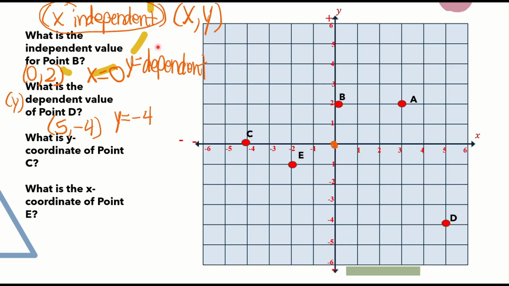Let's find the ordered pair for C. I go over a -4. I don't go up any. So in this case, it hits the y-axis at 0. Y is equal to 0. What is the x coordinate of point E? Again, we're just stating where E hits the x-axis. At a -2. So in this case, my independent value or my x coordinate will equal -2.